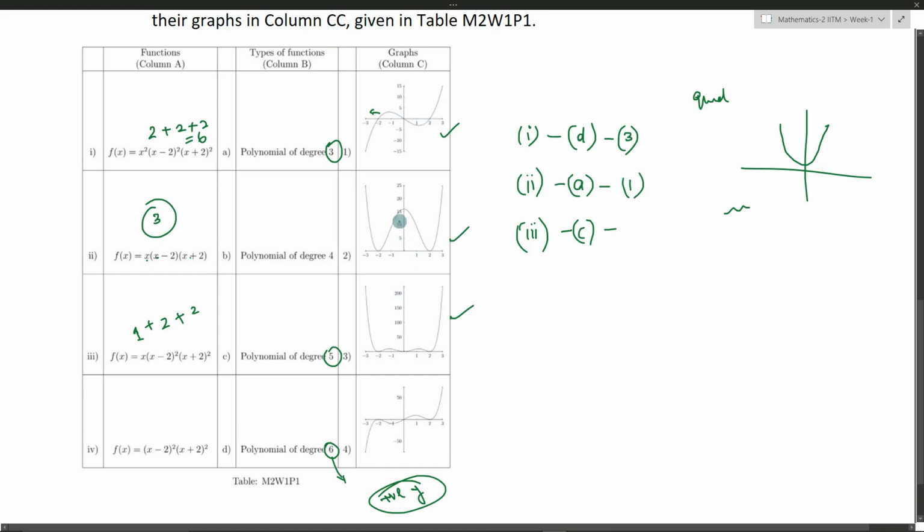So for a polynomial of degree 5, we have to find a graph that moves through something like this, which also changes direction in between. So this is the graph, number 4. What about the fourth one? We have 2 plus 2, that is degree 4. Degree 4 is the remaining one, B, and that is matching with number 2.